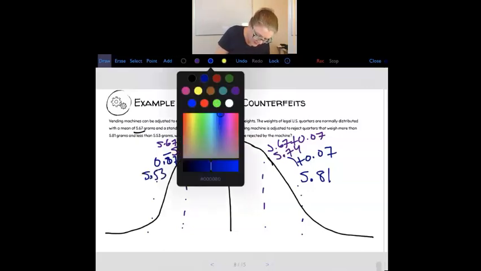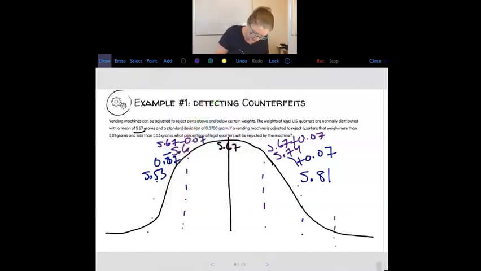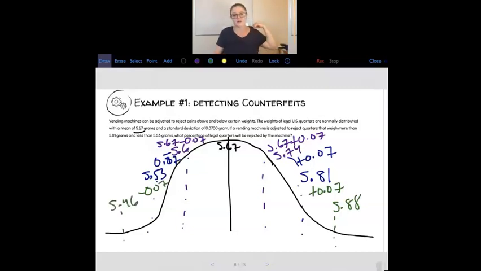Okay, and then lastly, 3 standard deviations away from the mean. Same idea. We're going to add 0.07, which gives us 5.88. And you may not need all this information. I'm just drawing my picture. Minus 0.07, 5.46. Okay, so now we have our curve.